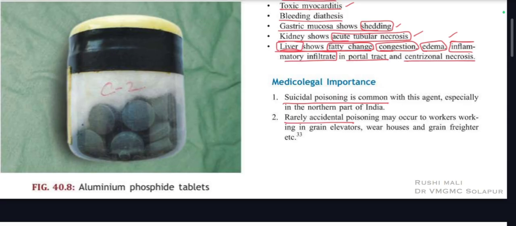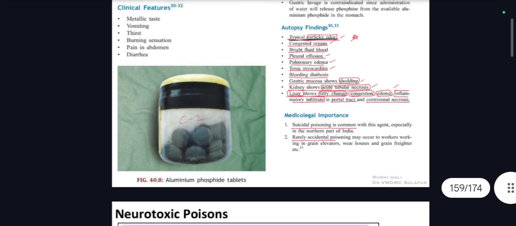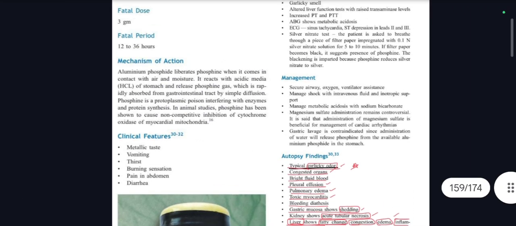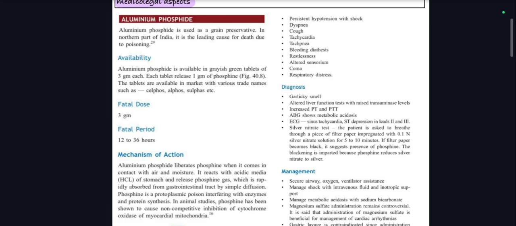So what is the medicolegal importance of aluminium phosphide? Suicidal poisoning is common with this agent, especially in the northern part of India. I'm sorry, at the start I told you it is a common homicidal poison, but it is a common suicidal poison, corrected. Rarely, accidental poisoning may occur in workers working in grain elevators, warehouses, and grain fumigators. Most common suicidal poison is aluminium phosphide. It comes in tablets. One tablet is 3 gram, and that is the fatal dose. You take one tablet and you are good to go for dying.